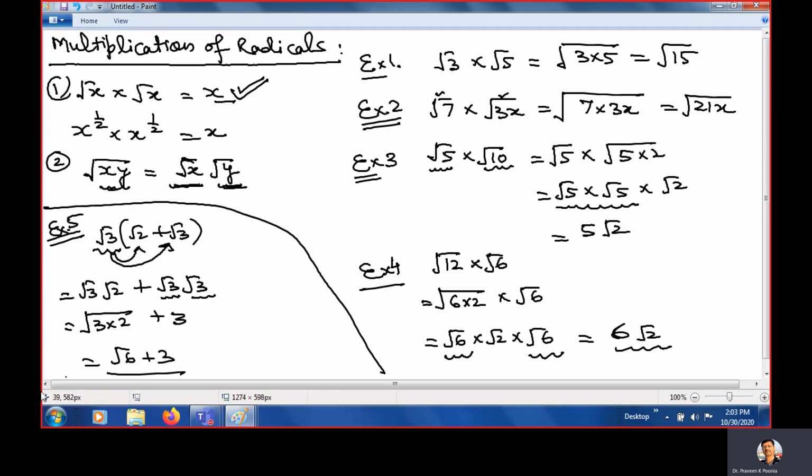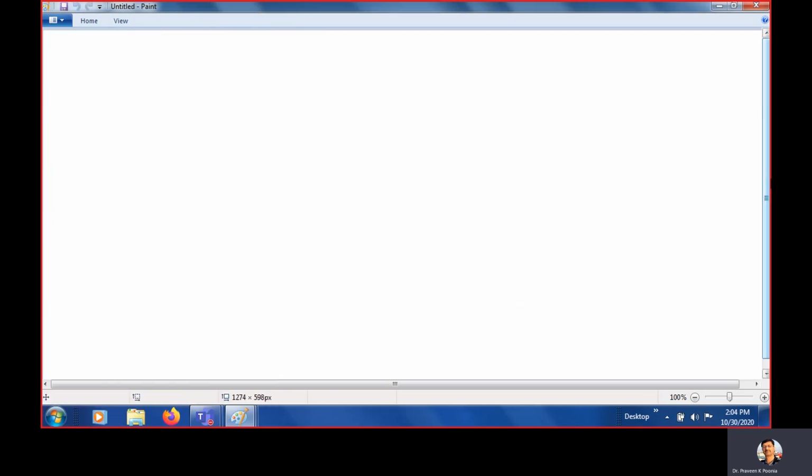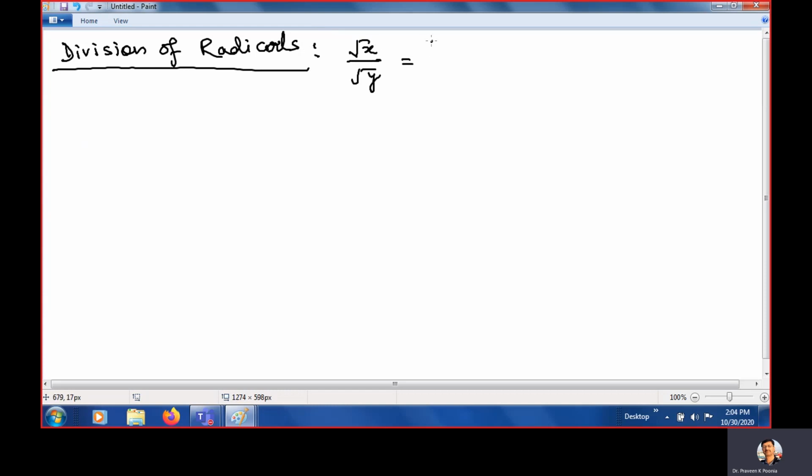So that's all about multiplication. Now the fourth mathematical operation is division of radicals. Clear? What is the division? It is root x upon root y. Then we can write them in a single square root symbol, or if they are written that way, we can split them. It is both ways. Means if it is written this one, we can write this one. If written this one, we can write this one. It is both ways, no problem.